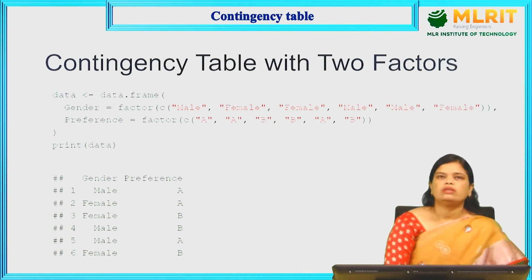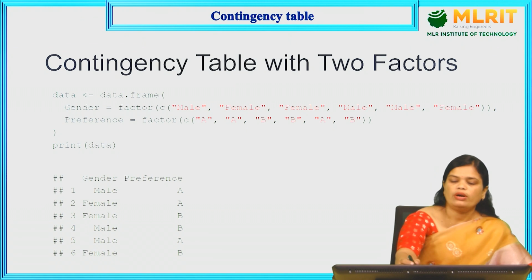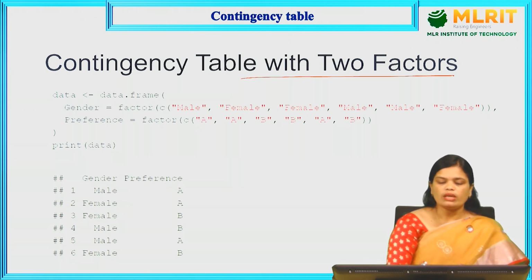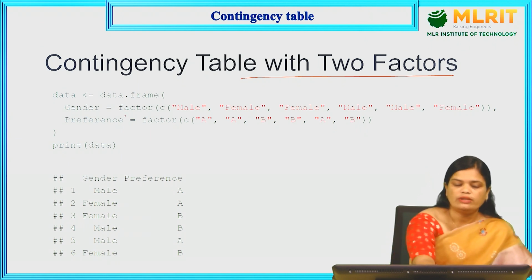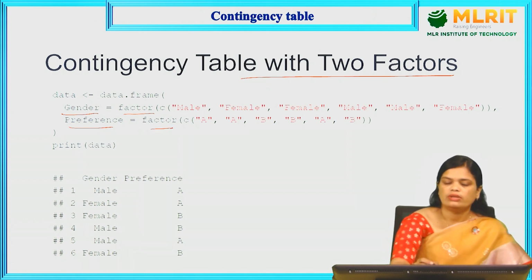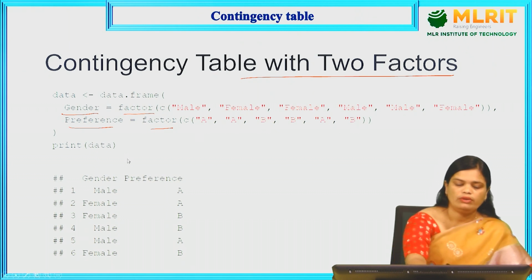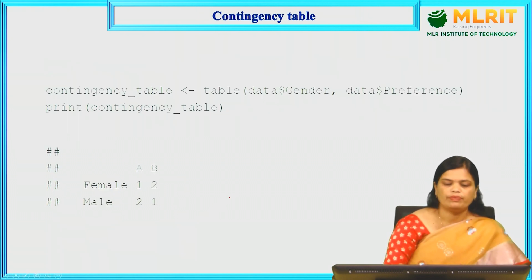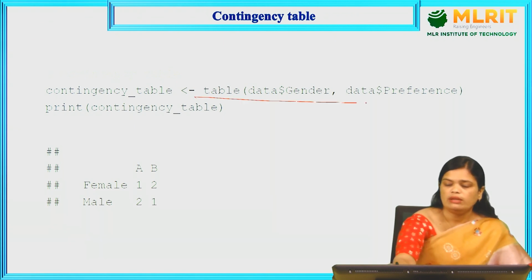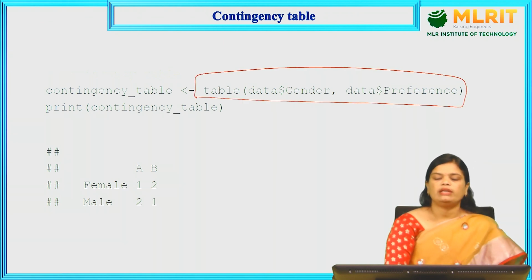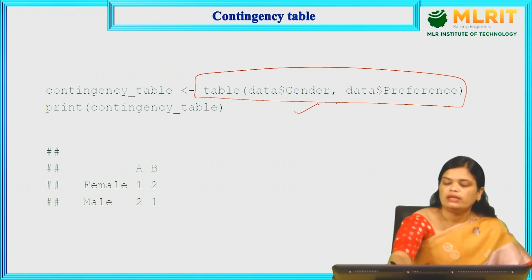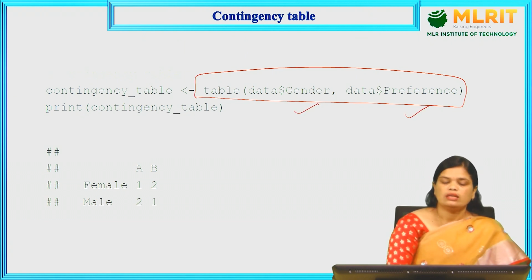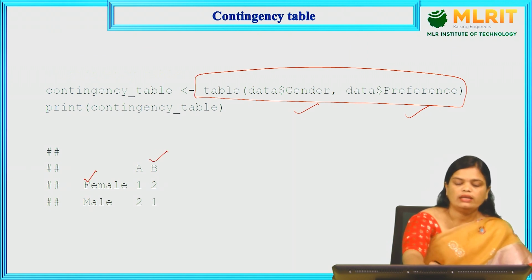Next topic we are going to discuss is the contingency table. Contingency table with 2 factors. In the previous example, we had only 1 factor. In this, we are going to have 2 factors. We have a factor on the gender data, and we have a factor on the preferences. So look here: male, female, female, male, male and female, A, A, B, B, and A, B. We are just printing the data here. In the contingency table, we are applying the table built-in function to the gender and the preferences. So here gender will come and here the preferences will come.